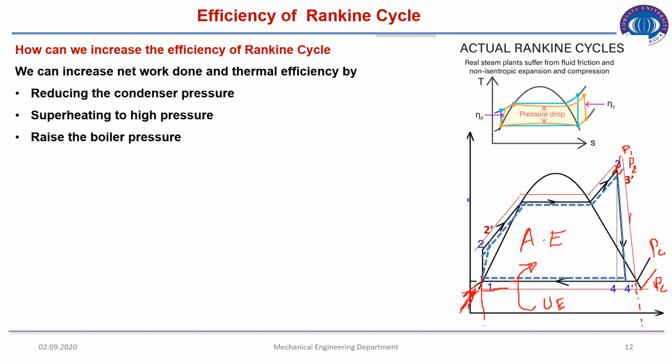The second is superheating to high pressure. This red line represents the more superheated region than this black line. That portion from the superheated region will also be included in the available energy. If we raise the boiler pressure, a similar concept applies: lowering the condenser pressure and raising the boiler pressure means that we are including this portion into the available energy as well. All these methods are utilized to increase the efficiency of the Rankine cycle.